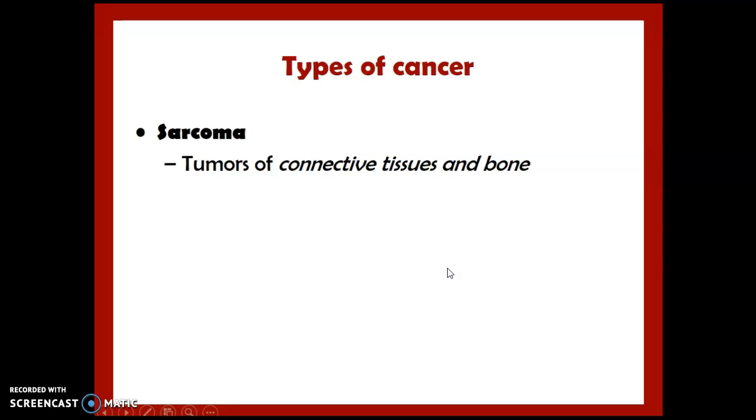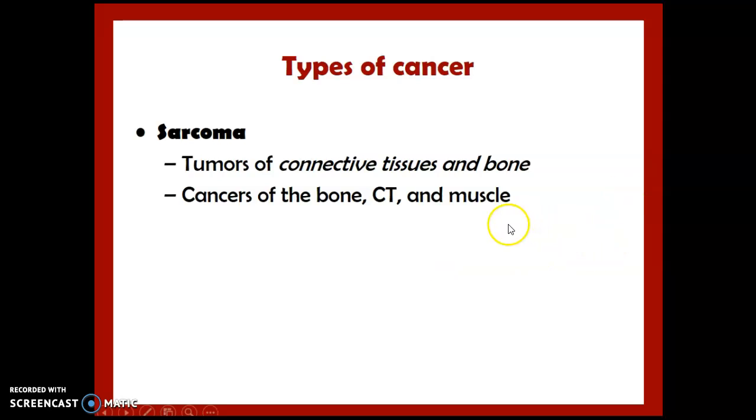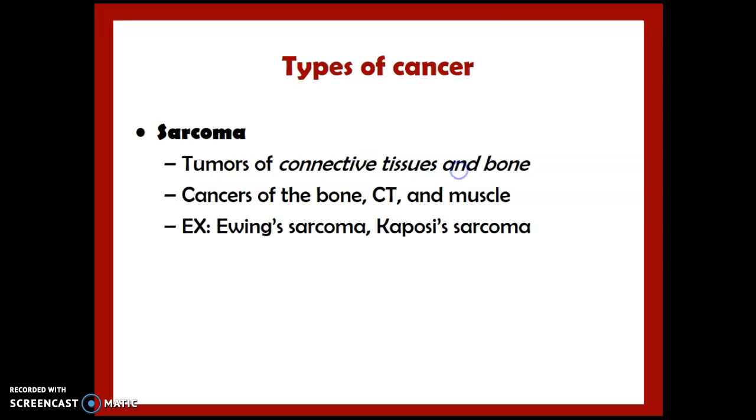Sarcomas are another type of cancer. These are tumors of the connective tissues and bone. And these can also exist in the muscle, because if you remember again from anatomy, your muscle has muscle tissue, but my goodness, it has a lot of connective tissue forming all those different layers, the endomysium, the perimysium, the epimysium, all those layers of connective tissue surrounding and organizing muscle can have cancer tumors develop in there.